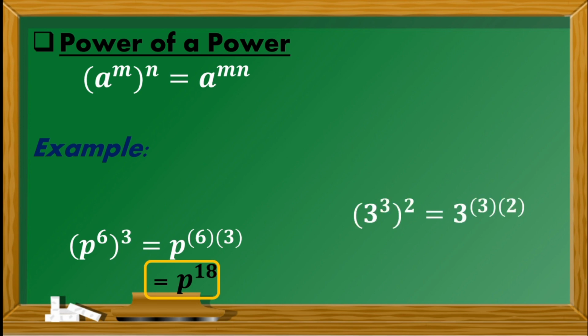Isa pang halimbawa, 3 raised to 3, or quantity 3 raised to 3, raised to 2. Ganun ulit yung gagawin natin. 3 raised to, and then multiply natin yung dalawang exponent. 3 times 2 is 6. So, ito ay 3 raised to 6. Ibig sabihin nito, si 3 ay 6 times nating i-multiply. Kapag minultiply natin ng 6 times si 3, ang magiging sagot ay 729. So, 3 raised to 6 is 729.